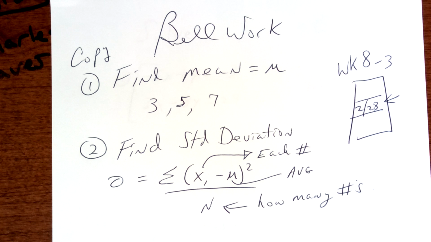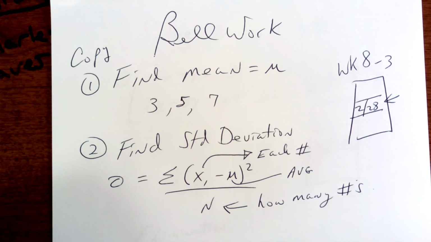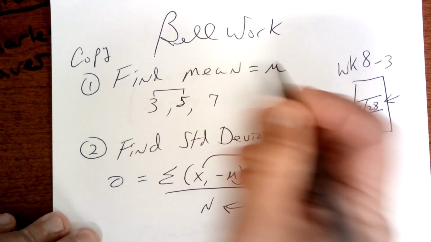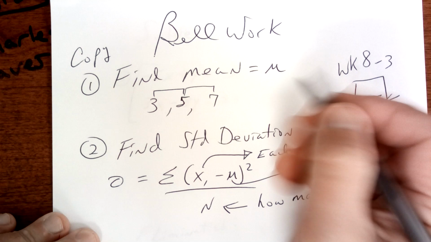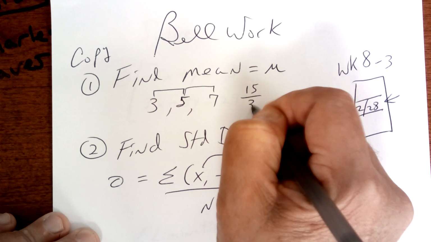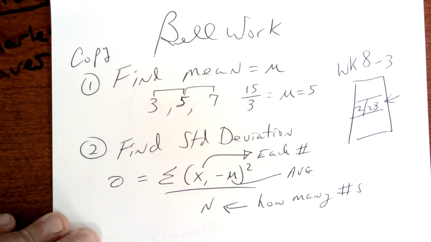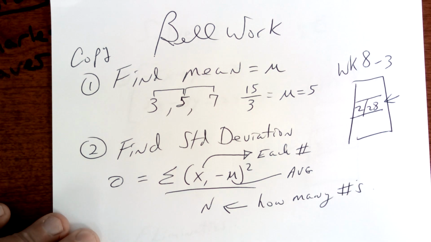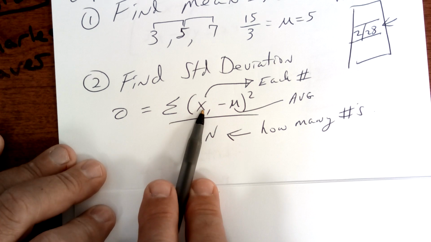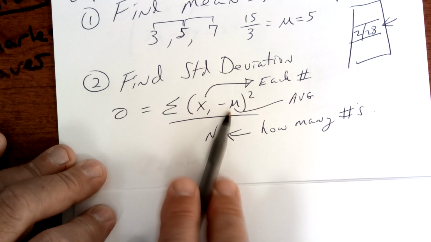So let's add them up. When you do, you get 3 plus 5 is 8, plus that 7 is going to give you 15, divided by 3 numbers gives you an average of 5. Now, to get standard deviation, you're going to take each number minus the average, square it.